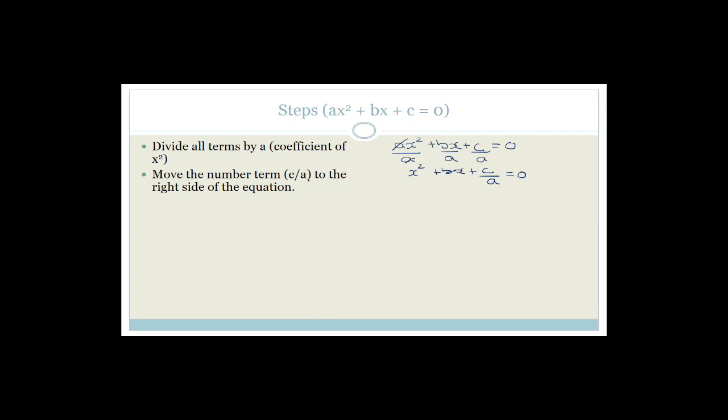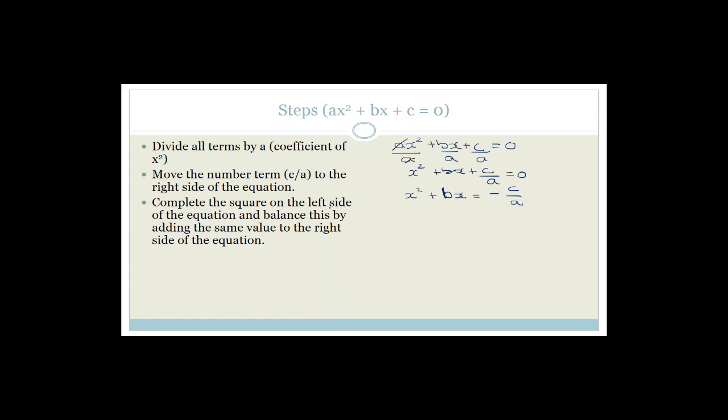The next step is we're going to move the number term, anything that does not have an x in it, to the right side of the equation, or just to the other side of the equal sign. So we're going to get x squared plus bx equals minus c over a, right? So we've got only x's on this side, and we've got numbers on that side.